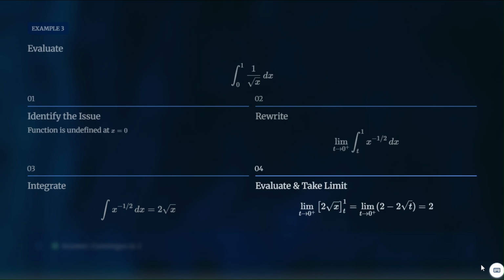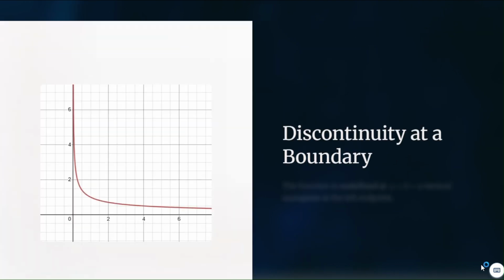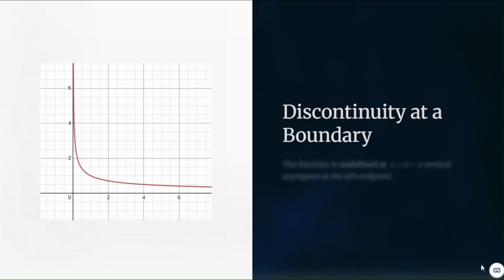When x equals 1, that will be 2 times square root of 1, which is 2. And when x equals t, that will be 2 square root of t. So as t approaches 0 from the right, that will be equal to 2 minus 2 times 0, which is simply 2. So in this case, it converges to 2. Despite the blow up at 0, the area remains finite. And we can see here from the graph that the function is undefined at x equals 0. We have a vertical asymptote at the left endpoint.